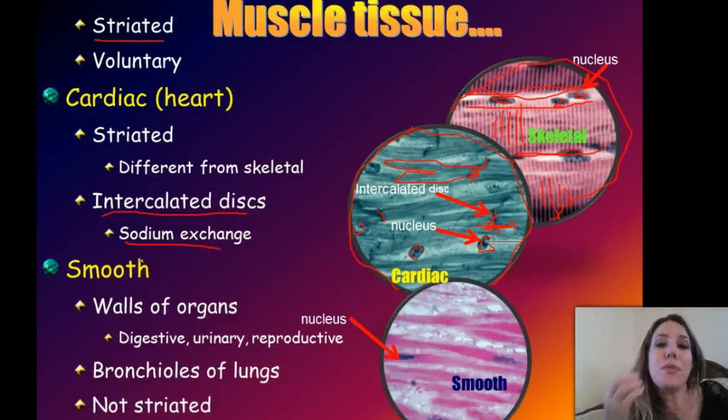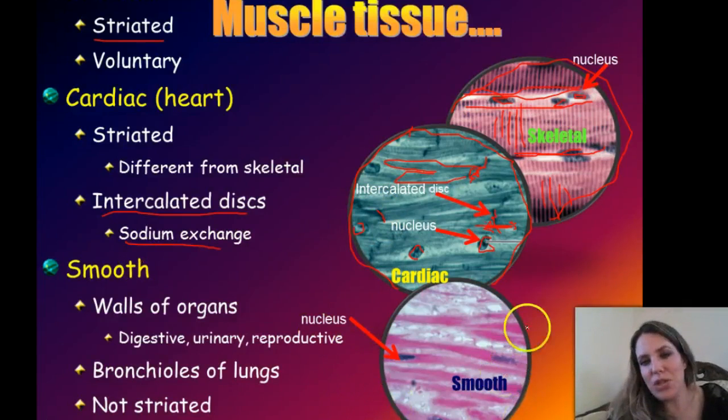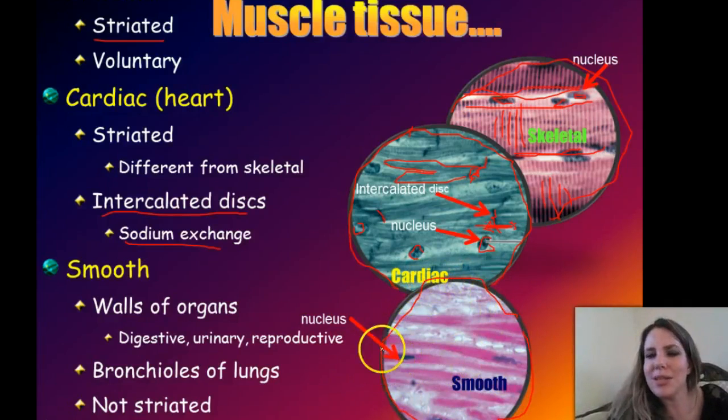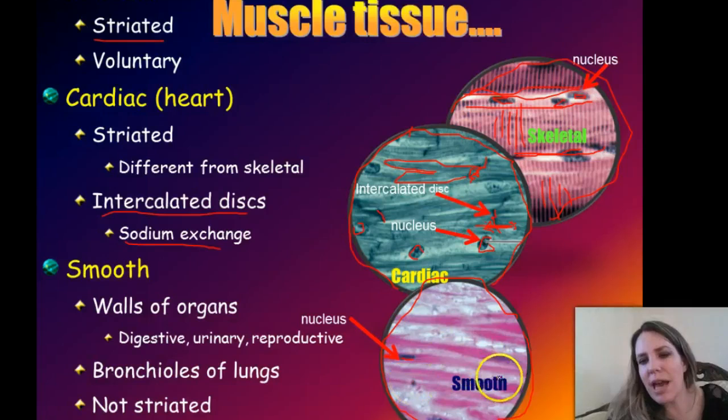And then the third type of muscle tissue is smooth muscle tissue, and that's what you see here. And you can see how compared to the cardiac and the skeletal, it looks kind of smooth. You're not seeing any striations. The nuclei are kind of scattered, and it's not really as uniform as what you see in skeletal muscle, but it kind of is still a little bit parallel.